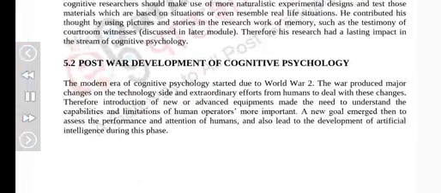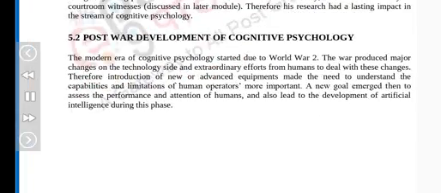5.2 Post-war development of cognitive psychology. The modern era of cognitive psychology started due to World War II. The war produced major changes on the technology side and extraordinary efforts from humans to deal with these changes. Therefore, the introduction of new or advanced equipment made the need to understand the capabilities and limitations of human operators more important. A new goal emerged then to assess the performance and attention of humans, and it also led to the development of artificial intelligence during this phase.